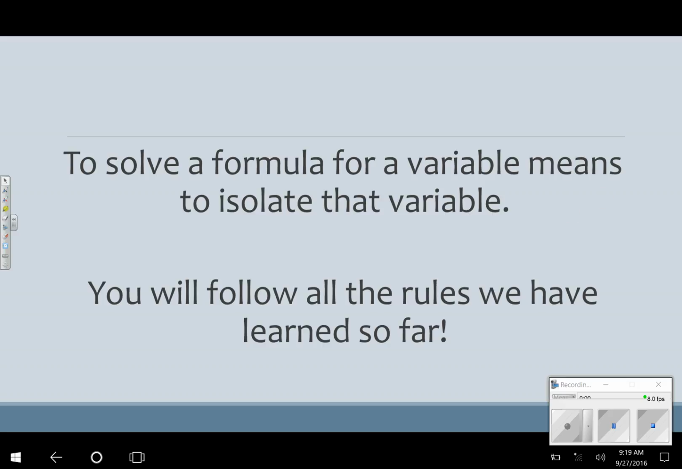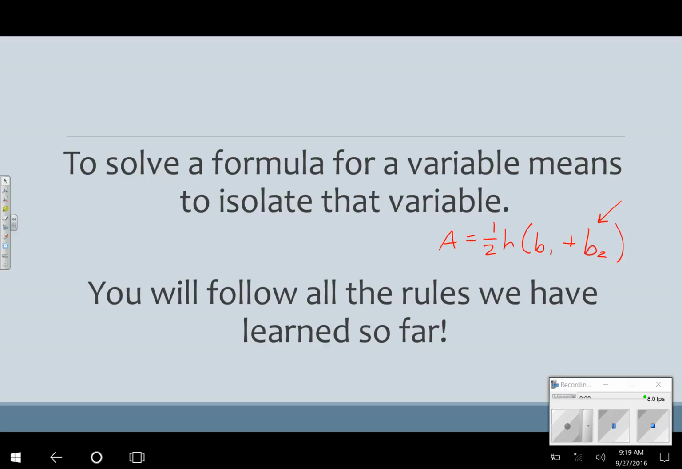So if we have something like area equals 1/2 height times the sum of the bases, sometimes we might know everything but this base. And if we solve it up front for that base, it makes doing a whole bunch of other problems a lot easier. So that's what I mean by solving for a variable.